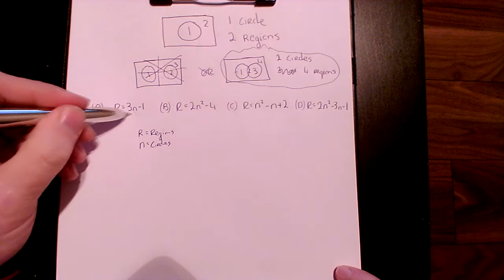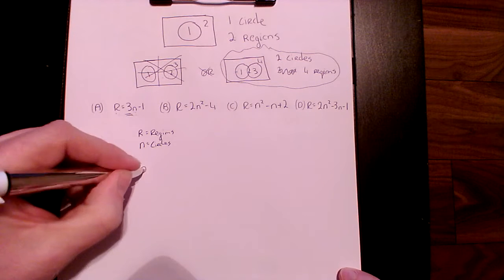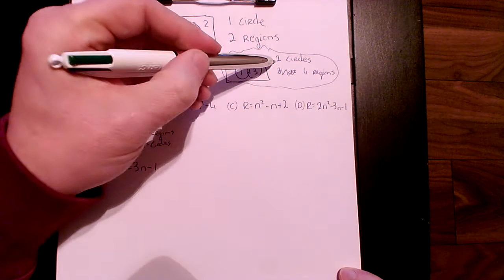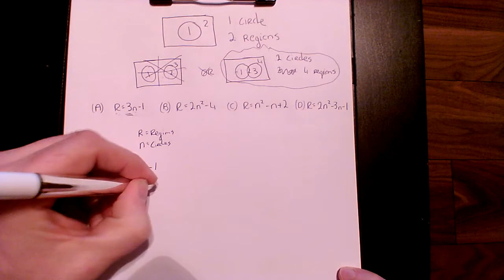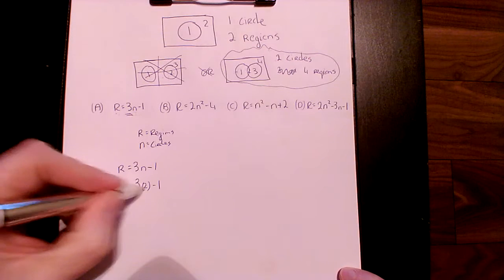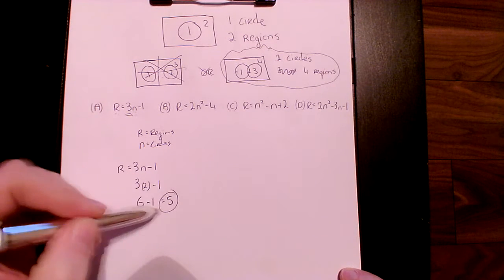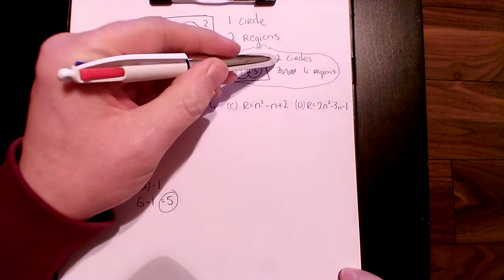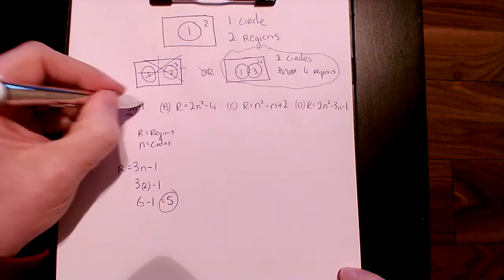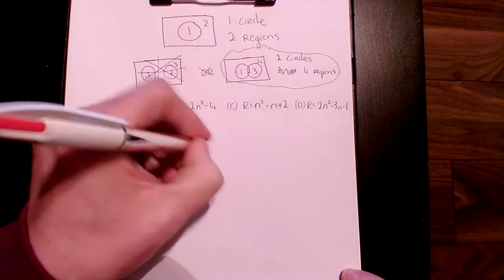So let's try this one first. R equals 3n minus 1. Let's put in 2 for the circles. So it's 3 times 2 minus 1. 3 times 2 is 6, minus 1 equals 5. So it says if we put in 2 circles we get 5 regions, but that's not right, because 2 circles should give 4 regions. So not this one.